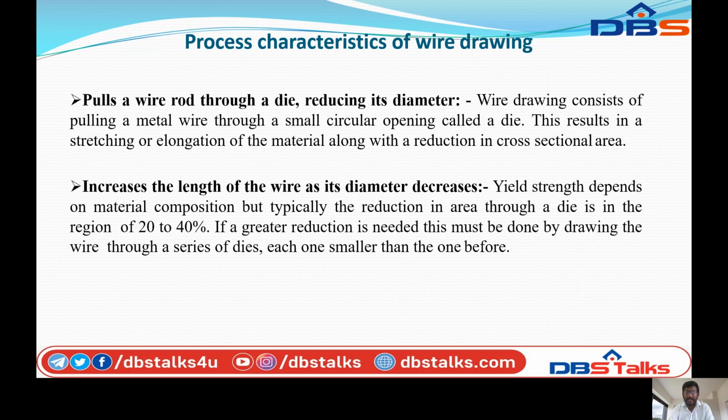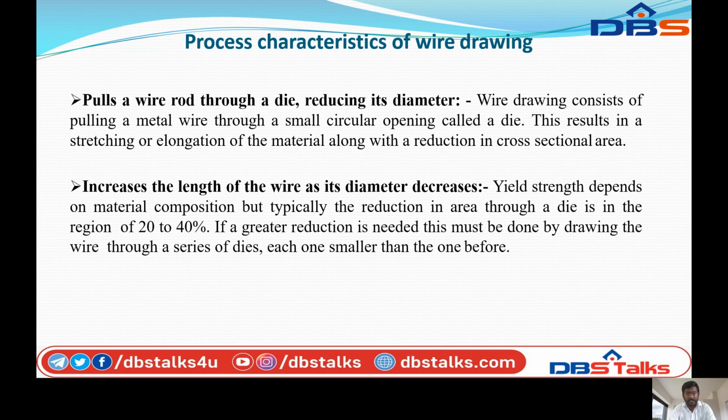So the pull of the metal wire through a small circular hole is called a die. This results in stretching or elongation of the material along with a reduction in cross-sectional area. So the final result is stretching or elongation of the material by reducing the cross-sectional area from the original shape of the wire rod.